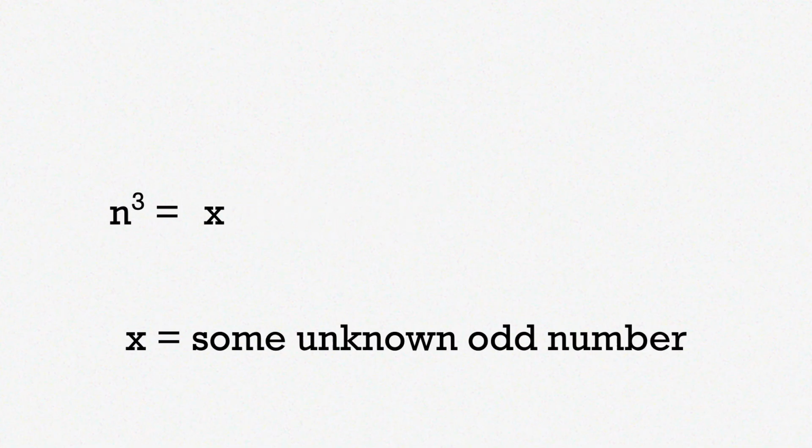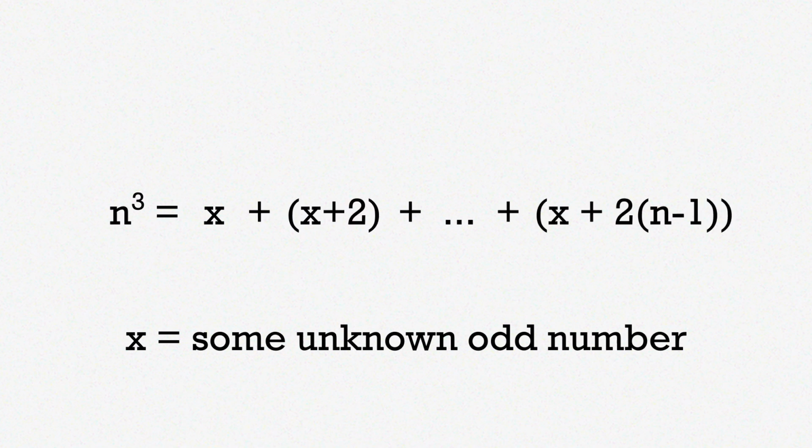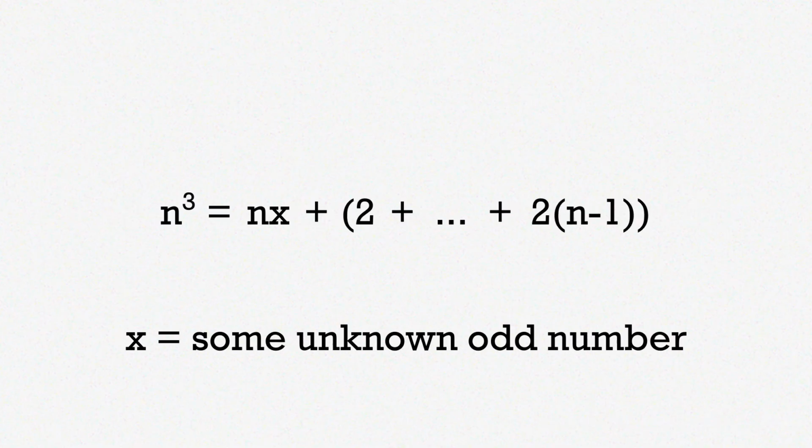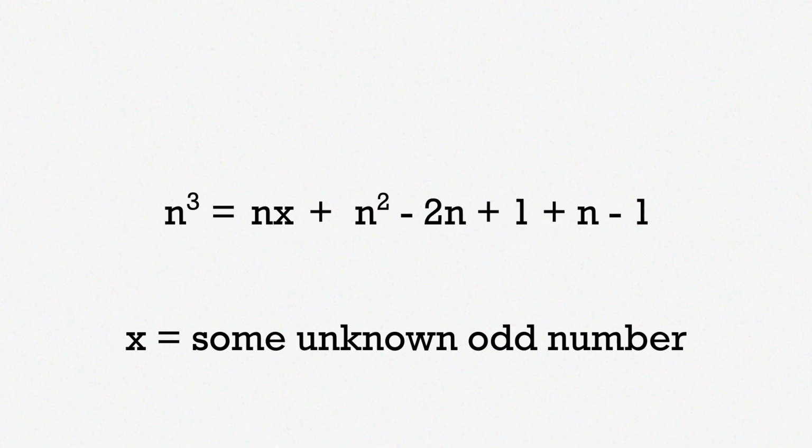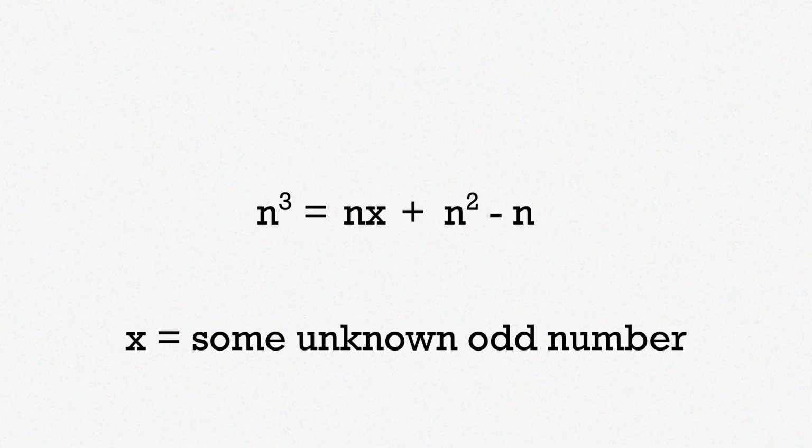Let's express n cubed as a sum of n odd integers. We'll take an arbitrary odd number x as the first term of the sum. Each subsequent term is 2 more than its predecessor, meaning that each term in the sum can be expressed in relation to x. This means that there's one x associated with each term in the sum, so once again, there are exactly n of them. So n cubed equals n times x plus the sum of evens from 2 to 2n minus 2, which we just derived a formula for. Expanding and contracting the equation leaves us with this.